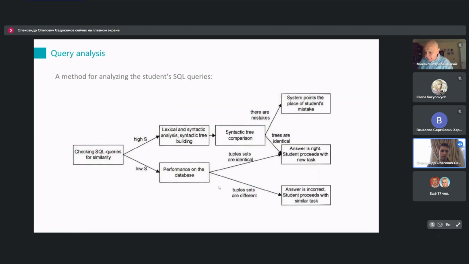Because of the query's presentation redundancy in SQL, for any problem, more than one correct SQL query might exist. Hence, it is necessary to verify whether a student SQL query fits a certain set of standards for a concrete given task. So there is a method for analyzing the student SQL queries.